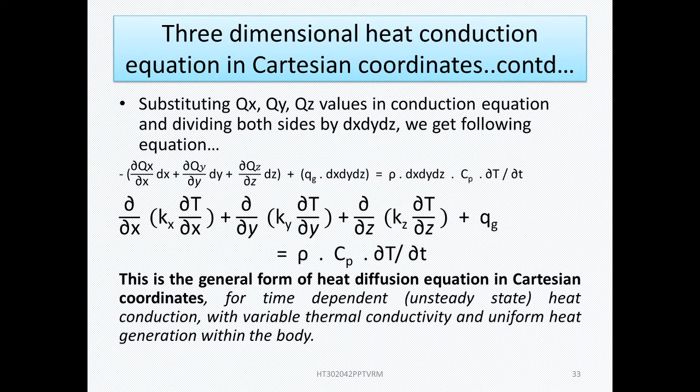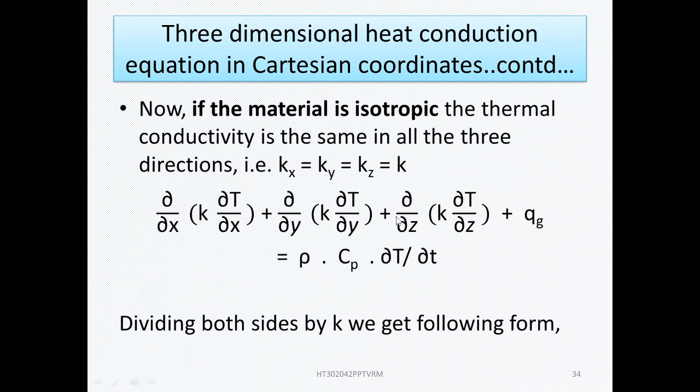To simplify it, we will assume the material is isotropic. If the material is isotropic, the properties will be the same in all directions. So Kx is equal to Ky is equal to Kz is equal to K. So when thermal conductivity K is constant, we can write the equation like this: instead of Kx we write K, instead of Ky we write K, and instead of Kz we write K. We can take this K common and divide the whole equation by K.